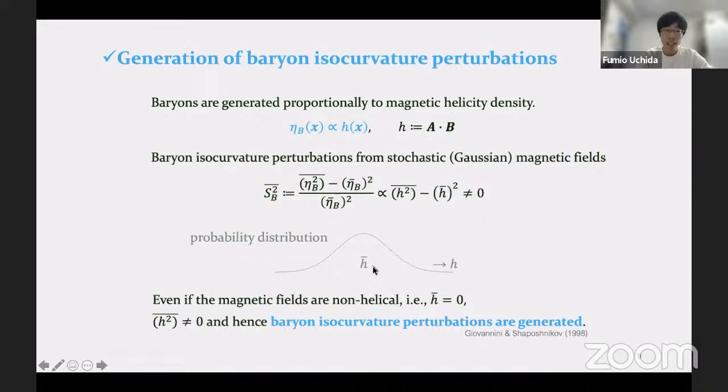And an important thing is that even if the magnetic fields are non-helical and the average helicity density is exactly zero, even in such a case, the variance of the magnetic helicity is not zero. And so the baryon noise curvature perturbations are generated. This fact is actually pointed out already in this paper.